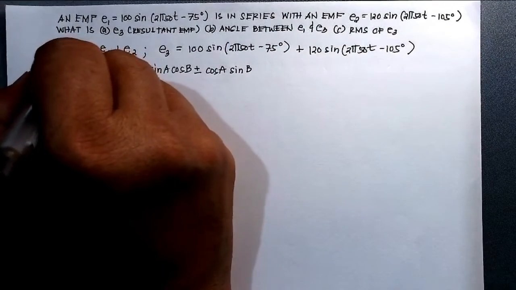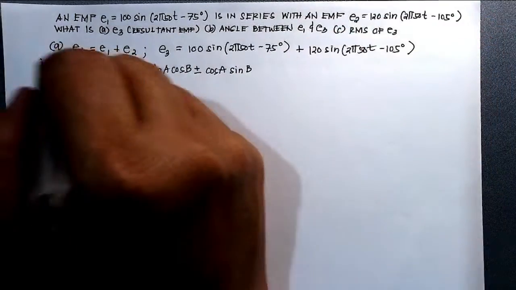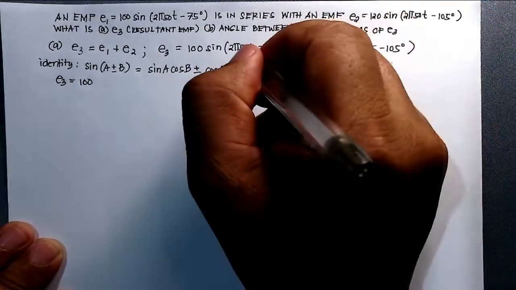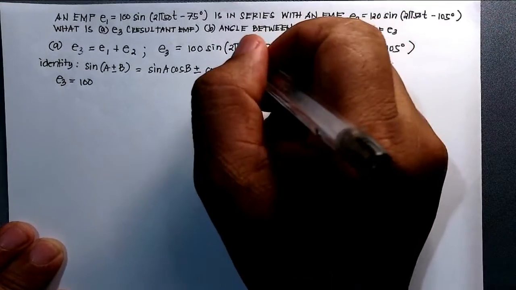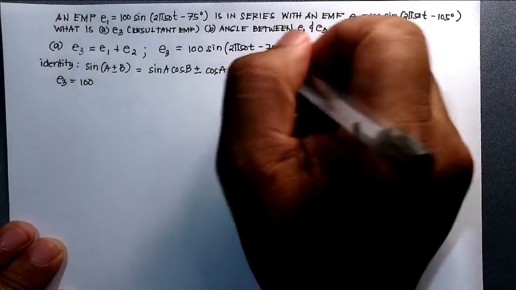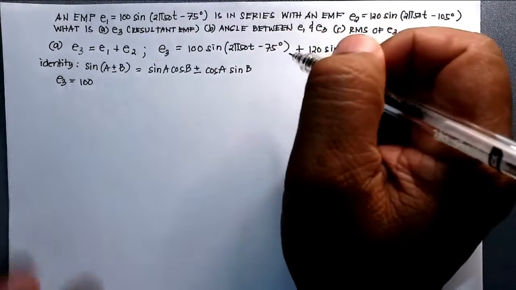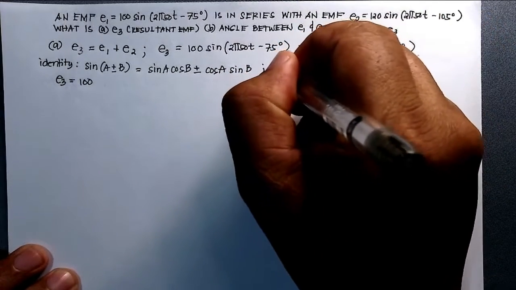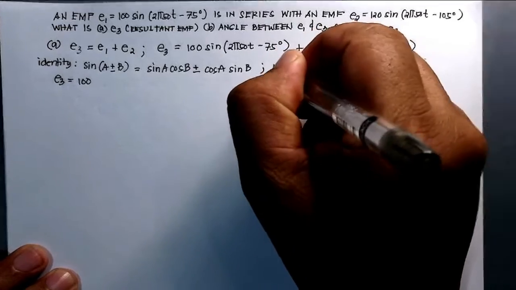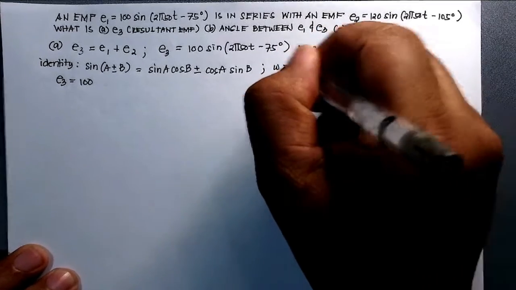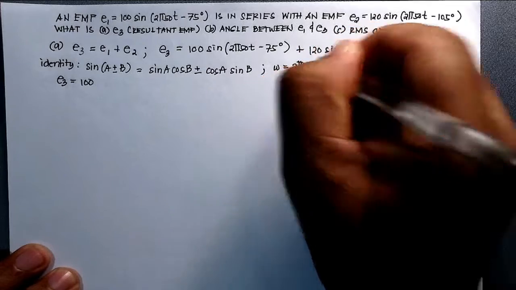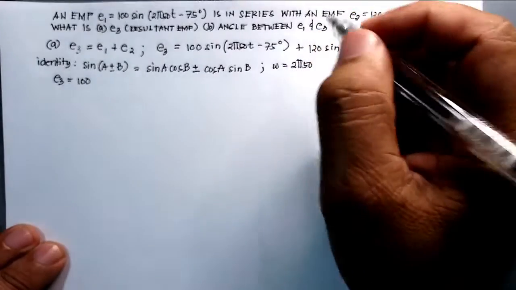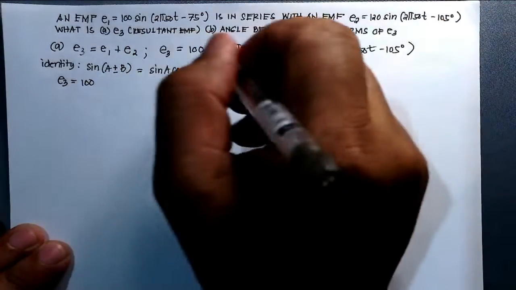So we write E sub 3. We have 100, and here A and B: A will be 2 pi 50 t and B is 75 degrees. To facilitate the discussion, let us assign omega, which is 2 pi 50. So instead of writing 2 pi 50, we just write omega. Okay, so what will be the result?